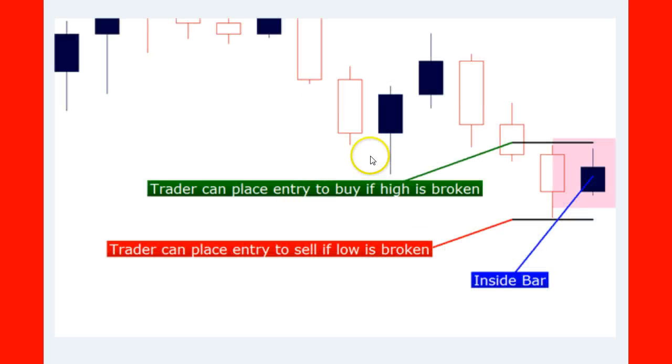So now this is how we would trade it. The trader can place an entry to buy if the high of the previous candle is broken. The trader can place an entry to sell if the low of the previous candle is broken. So that is what you want to look out for. Okay, so that's the inside bars, and that's another technique that we use to pinpoint our entries.